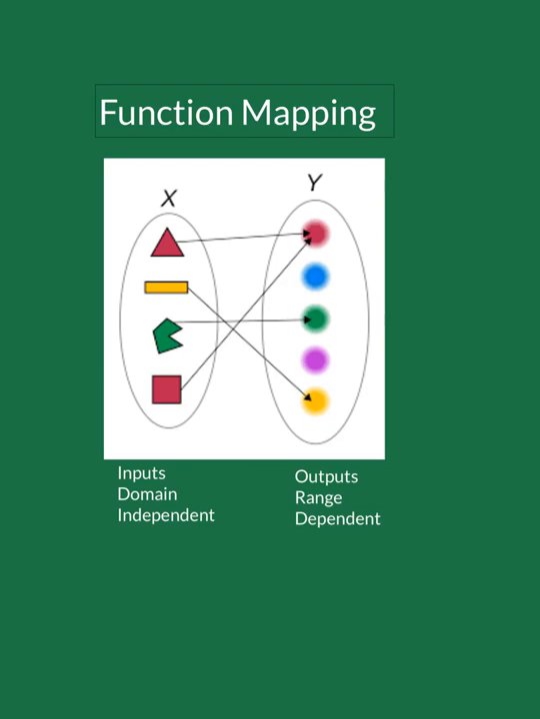That's what we mean when we say every input has exactly one output. Now, something I want you to notice is the red here. Notice that you can have more than one input that goes to the same output. That's okay. That's still a function.